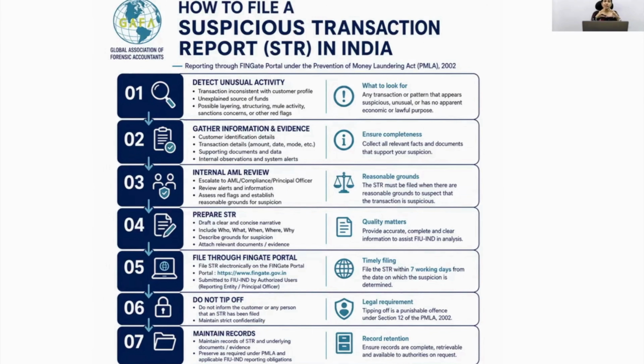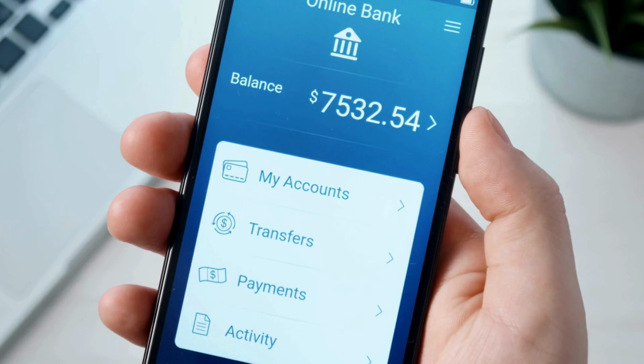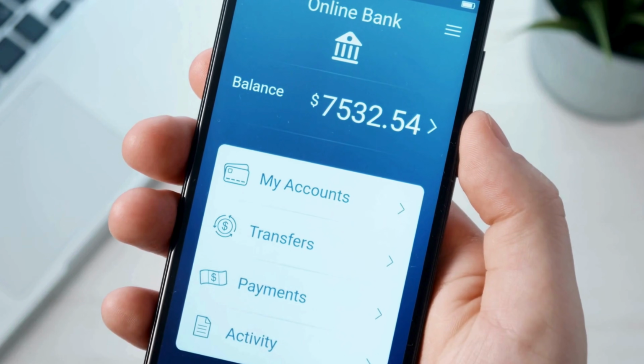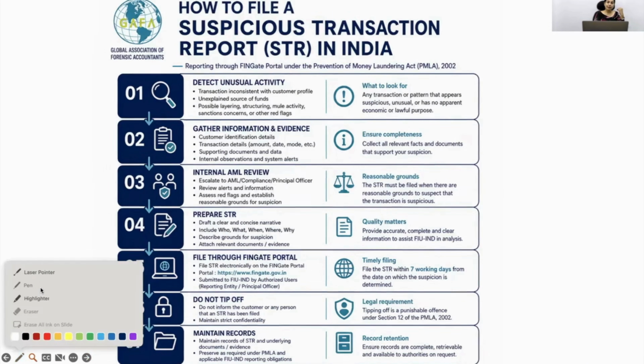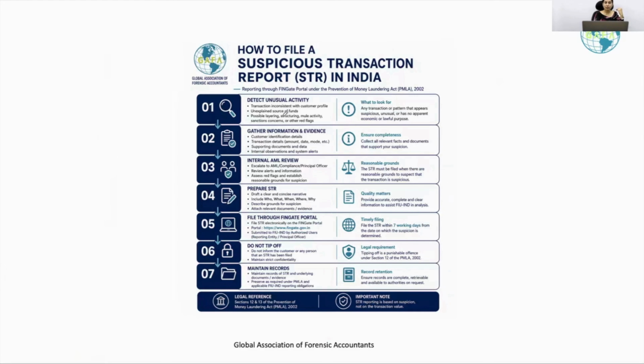There is no specific criteria which will fit all accounts. However, there are certain rules which are definitely followed, and on that basis, banks normally monitor the transactions, correct? So step 1 is where we basically see whether the transaction is sounding unusual.